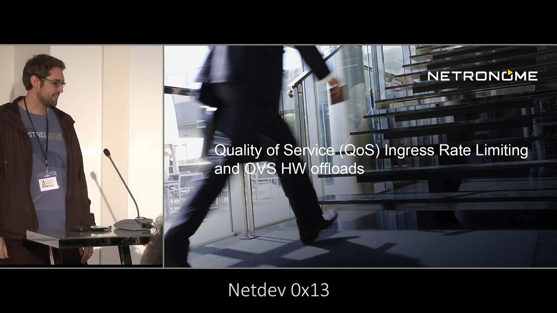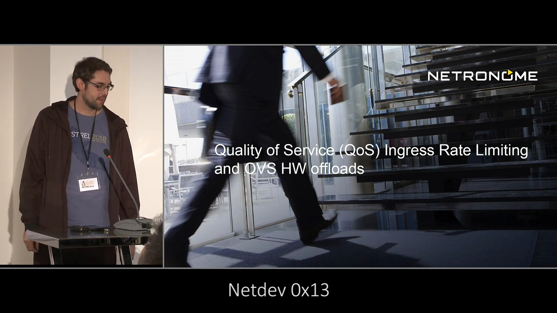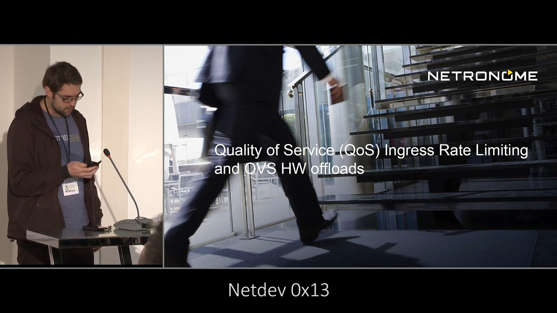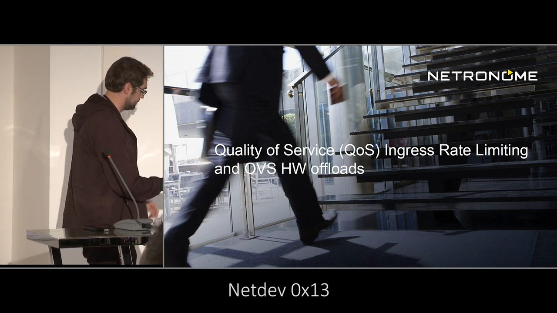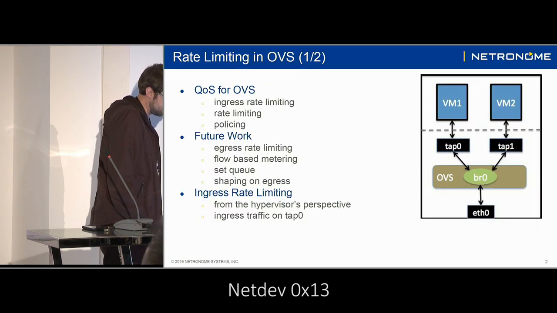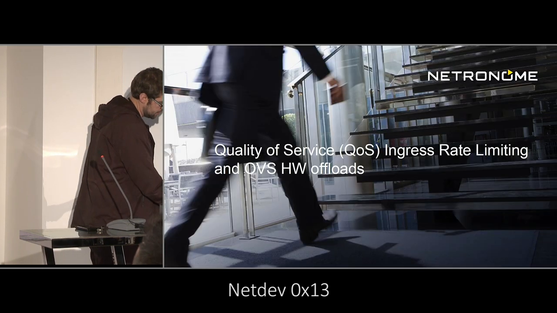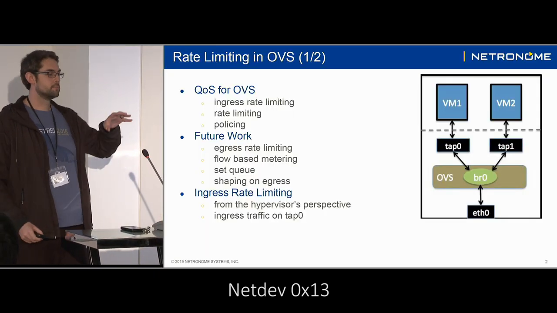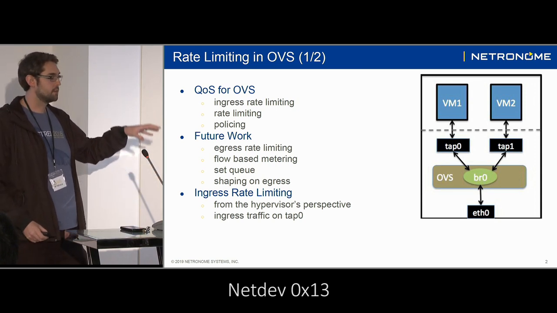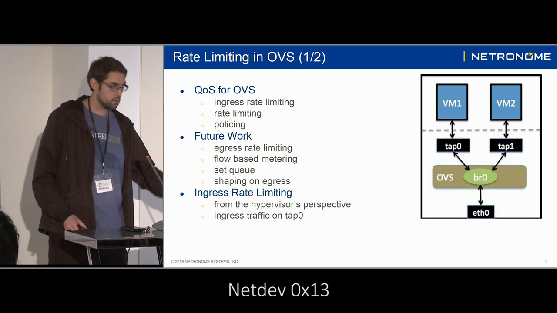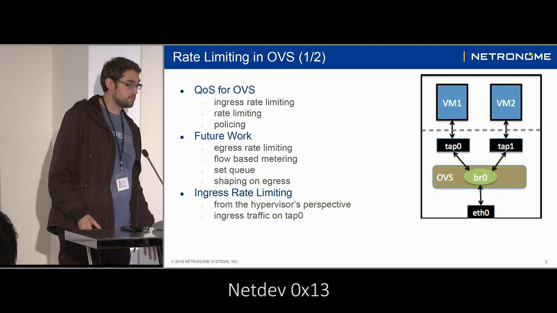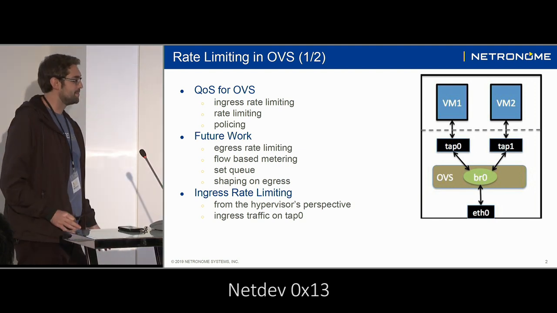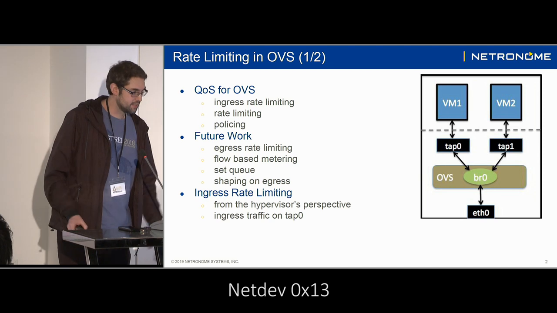I'm Peter Jans van Vieren, working for Netronome, and I'll be talking about quality of service ingress rate limiting. First off, let's talk about QoS for OVS, and particularly we're going to talk about ingress rate limiting, or policing. I might use those terms interchangeably, but I'm referring to ingress rate limiting.